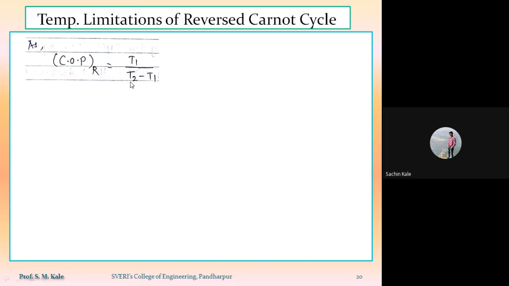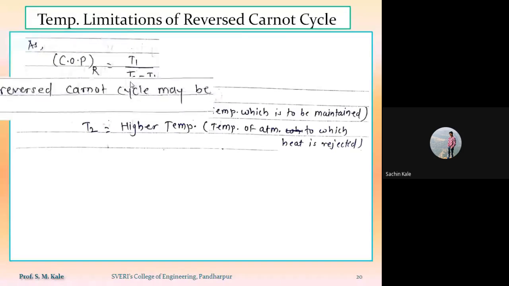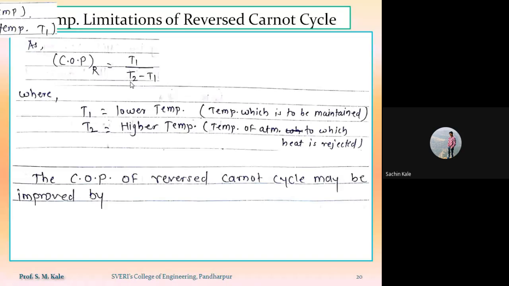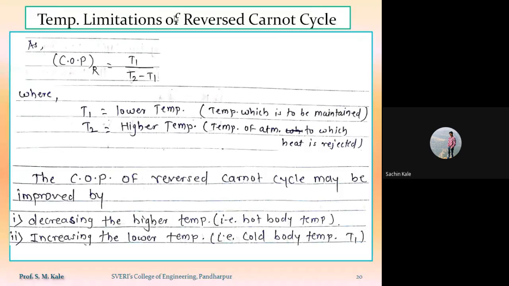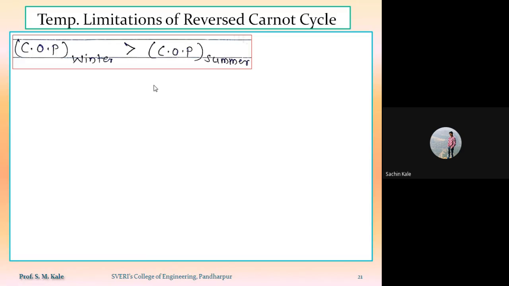Decreasing the value of T2, that is nothing but the highest temperature at which heat is to be rejected. So these are the two options by which I can increase the value of COP. By decreasing the higher temperature or by increasing the lower temperature, I can increase the COP of a reverse Carnot cycle. Then after that, we have seen the comparison between COP of the same refrigerator which is used in the winter and COP of the same refrigerator which can be used in the summer.